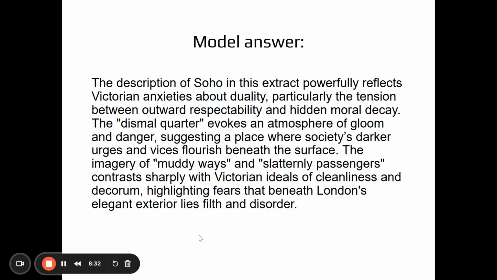Model answer. The description of Soho in this extract powerfully reflects Victorian anxieties about duality, particularly the tension between outward respectability and hidden moral decay. The dismal quarter evokes an atmosphere of gloom and danger, suggesting a place where society's darker urges and vices flourish beneath the surface. The imagery of muddy ways and slatternly passengers contrasts sharply with Victorian ideals of cleanliness and decorum, highlighting fears that beneath London's elegant exterior lies filth and disorder.